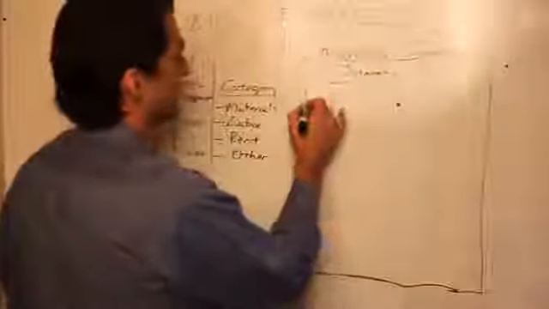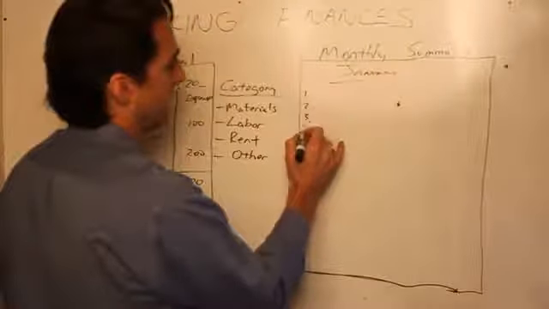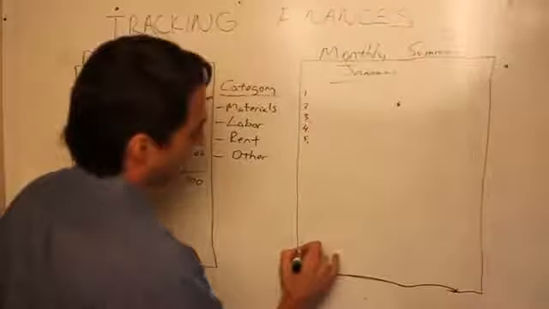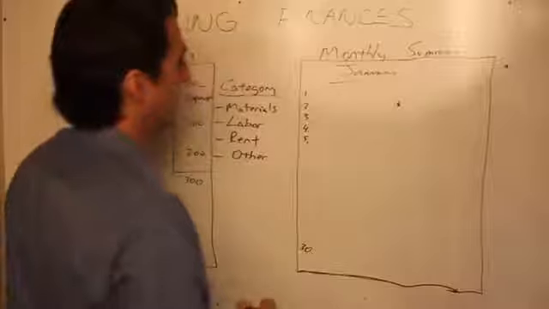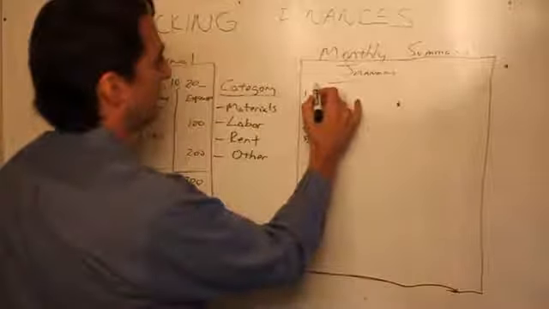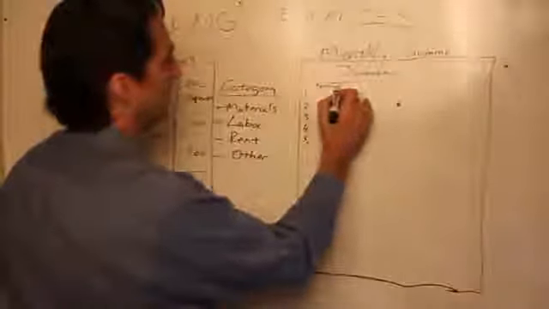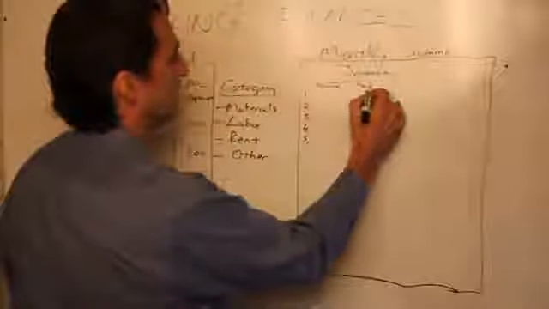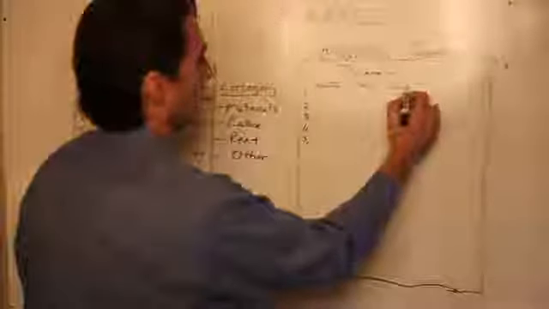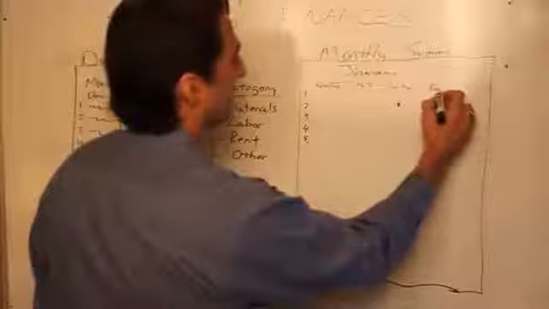And so January, you're just going to have a number for each of the days: 1, 2, 3, 4, 5, all the way down to 30 or 31 days, and you're going to have revenue, and you're going to have materials, and you have labor and rent and other, and be able to track it.